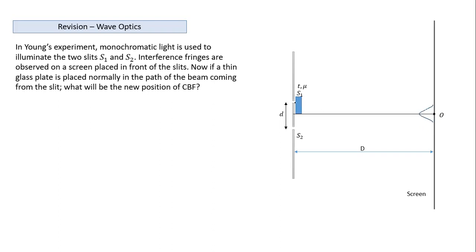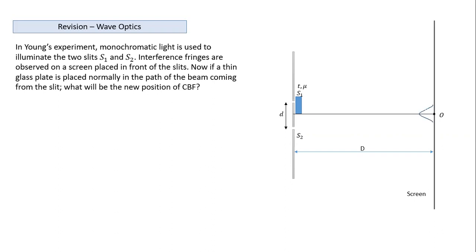Even now they have to travel the same distance, but part of the distance is in glass. So effectively, the optical path from S1 to O is not the same as the optical path from S2 to O. Hence, when they reach here, they will not be in the same phase, though they were in the same phase at S1 and S2. So the central bright fringe will shift.